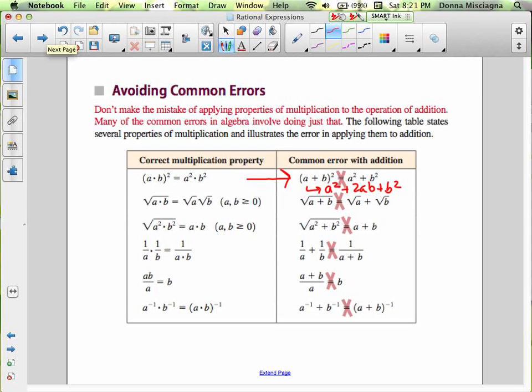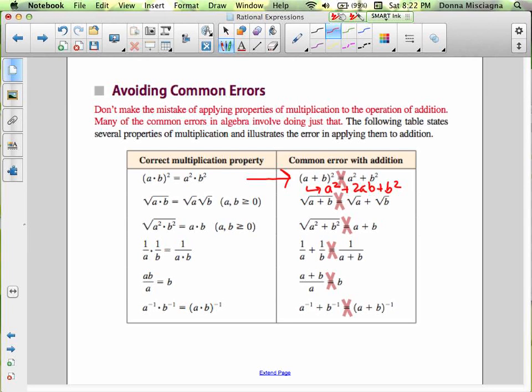The square root of a times b is indeed the square root of a times the square root of b, assuming that neither one of these is negative. Because then we would be dealing with something else, imaginary numbers. We can simplify them with imaginary numbers, but in this case we're only dealing with real numbers.